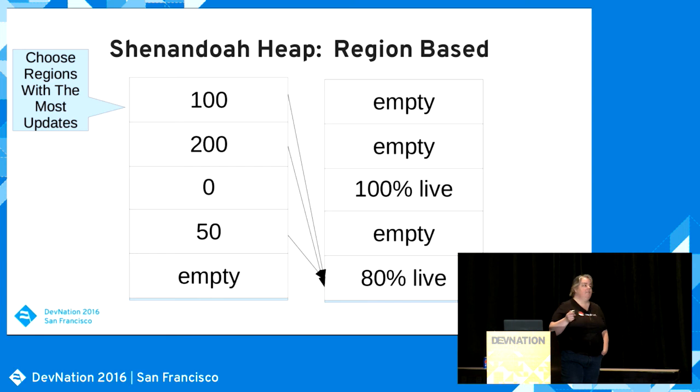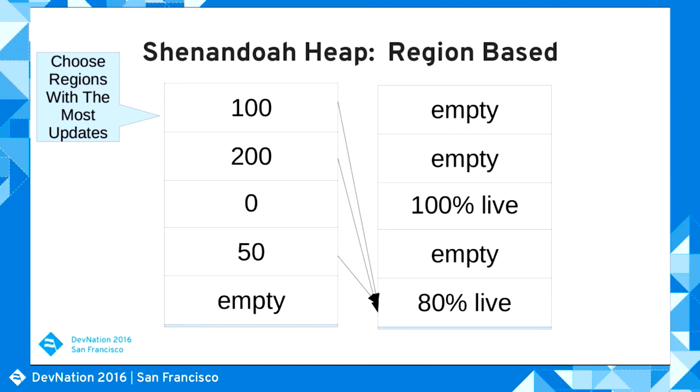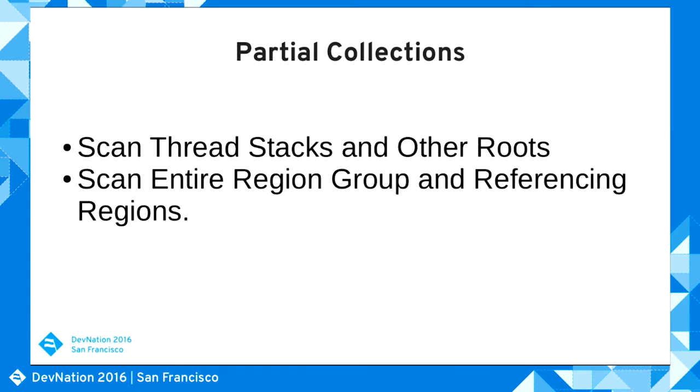So instead of what I said before where we were picking the regions that had the most garbage from our concurrent marking, we'll be picking the regions that have had the most writes. So we scan the thread stacks and the other roots, we scan the entire region group, and the referencing regions, and that will be a partial collection. So we should be able to get the benefit of a generational collector if that's appropriate, or we should be able to get the benefits of a, everything lives for a medium amount of time collector.